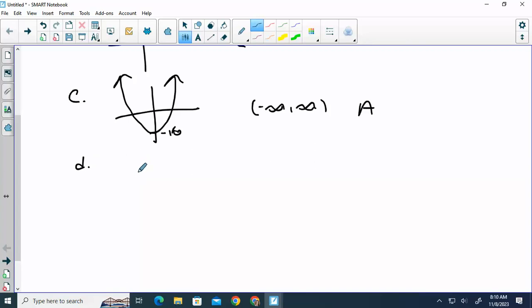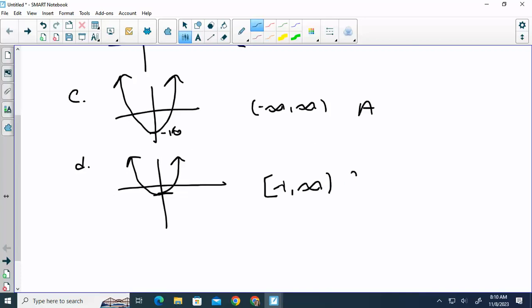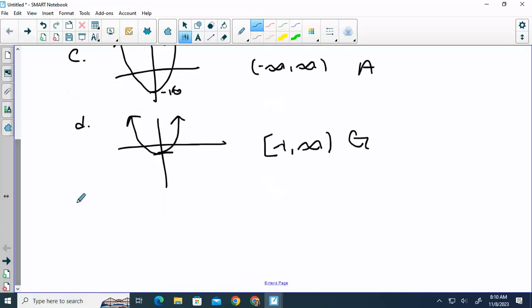D, we have a parabola again. What's the transformation this time? So the range is the y, so you go from the bottom up. The first point we hit is -1, and then it keeps going up forever, so -1 to infinity is g.